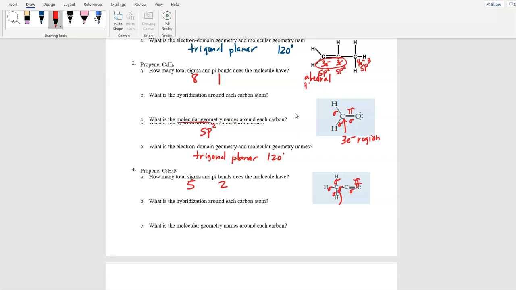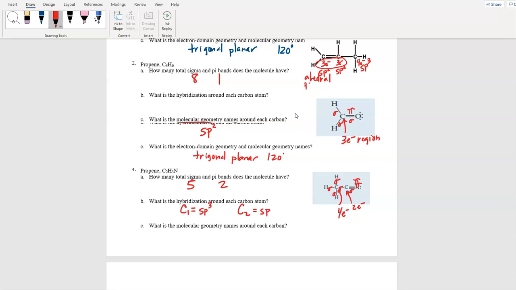Well, this carbon has 4 regions, but this carbon only has 2 regions. Okay, so that first carbon, we'll call it C1. First carbon has 4 regions, so that would be sp3. But that second carbon, because it only has 2 electron regions, with only 2, it would be just sp.